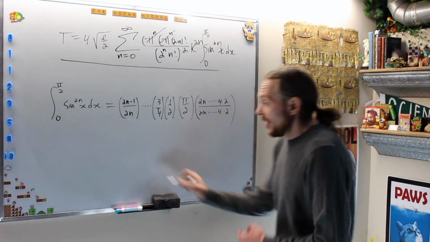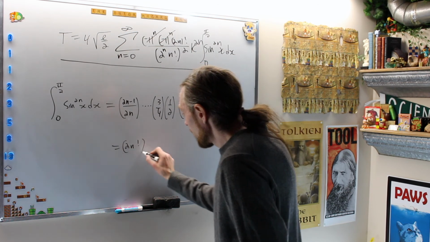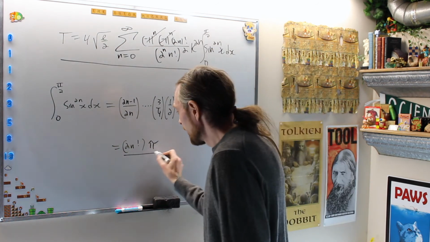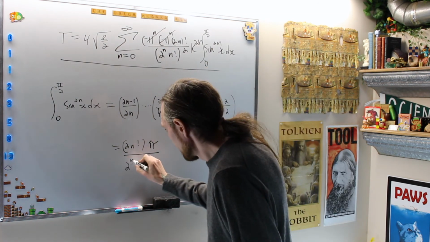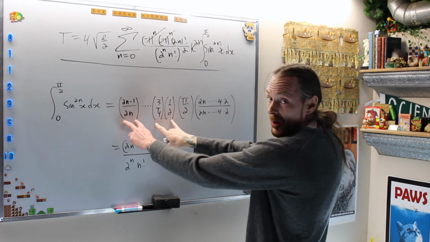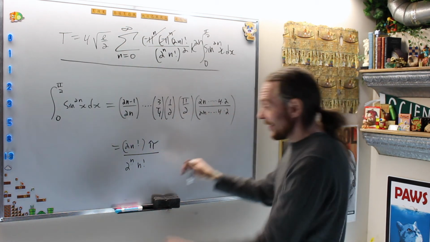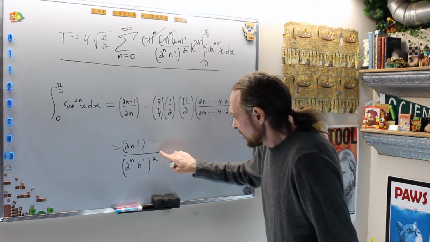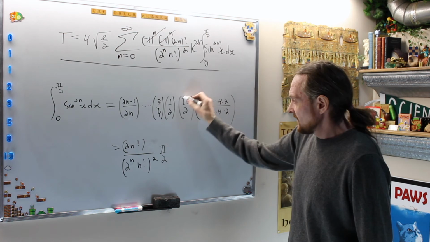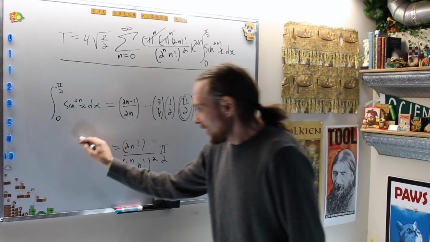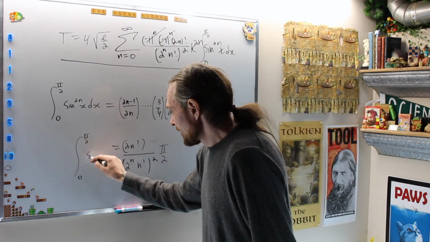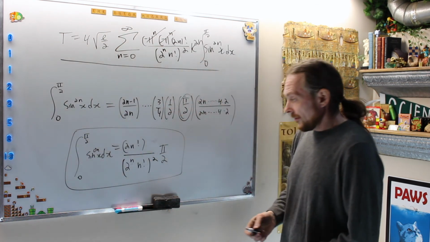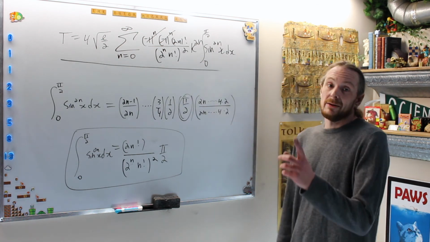And now I get on the top 2n factorial times pi over 2, and on the bottom 2 to the n factorial. There's one of them, and then I get 2 to the n factorial again. So squared, almost identical. And then don't forget, that's why I keep it out, there was an extra 2. So that's what this is. The integral from 0 to pi over 2 of sine 2n x dx is clearly equal to 2n factorial over 2 to the n factorial squared times pi over 2.